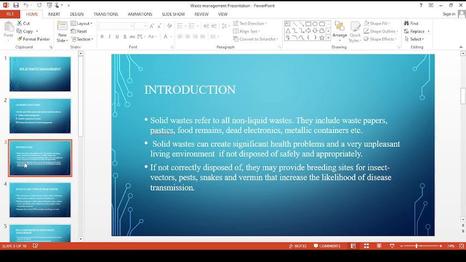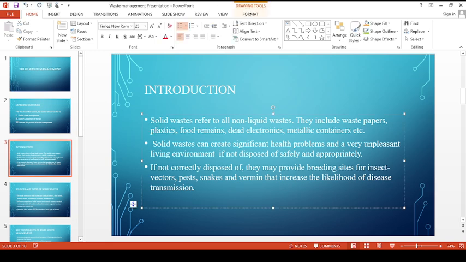Solid wastes refer to all non-liquid wastes, meaning that they are wastes in solid form, and they include waste papers, plastics, food remains, dead electronics, metallic containers, etc. Solid waste can create significant health problems and a very unpleasant living environment if not disposed of safely. They can also provide breeding sites for insects, vectors, pests, snakes, and vermin such as rats.